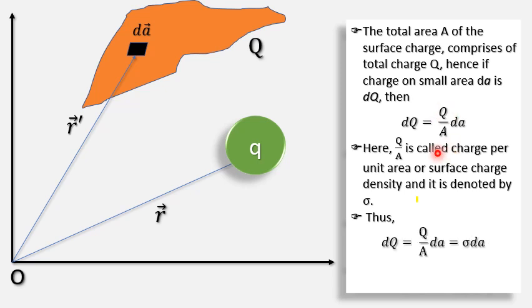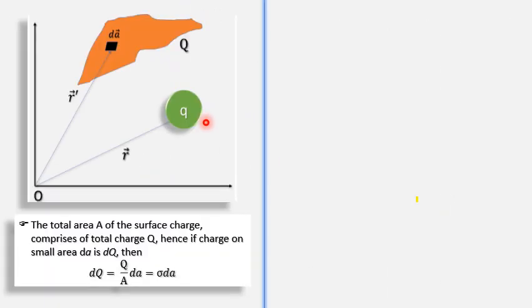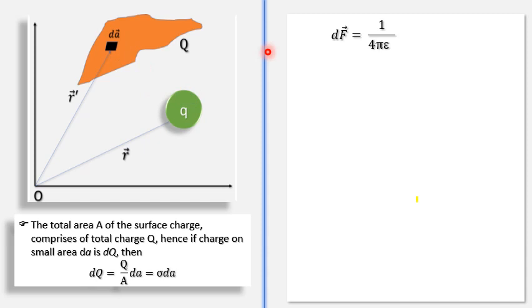And what is sigma? Surface charge density. What is its unit? Coulomb per meter square. So now we have dq, the charge in the small area, and we have the other charge q. We should be able to find the force between the two because we have position vectors also. So let us first find the force on point charge q due to the charge on the small area element. I will call it dF. Applying the vector form of Coulomb's law, we get this equation.